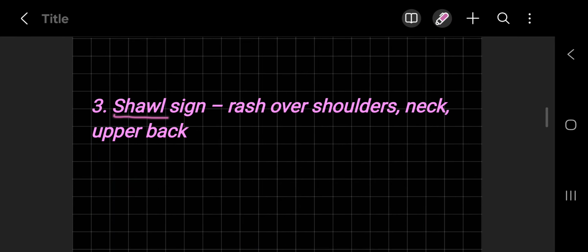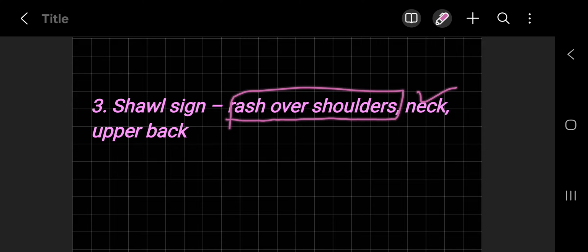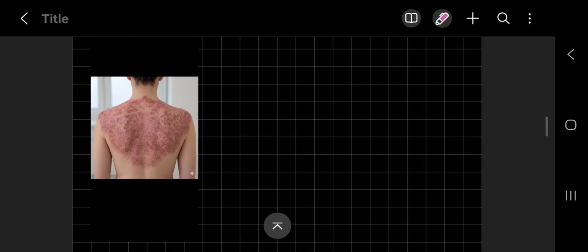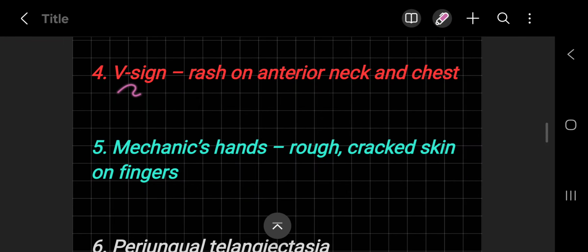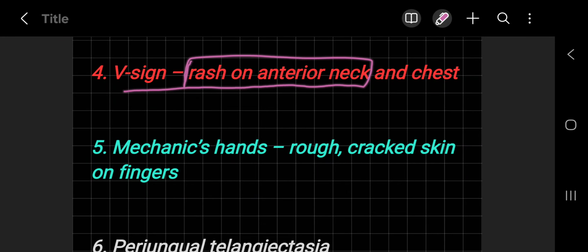Then you have shawl sign. Shawl sign is present due to rash over shoulders, on your neck, and also on your upper back. Here you can see like patient is wearing a shawl, rash on the neck, back and upper shoulders, shawl sign. Then V sign is also present, that is rash on the anterior neck, like patient is wearing a V-neck shirt.